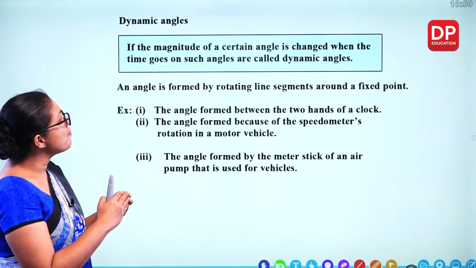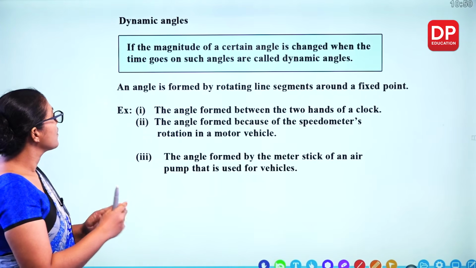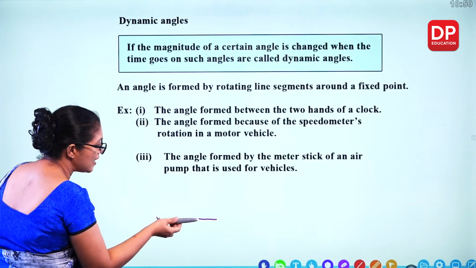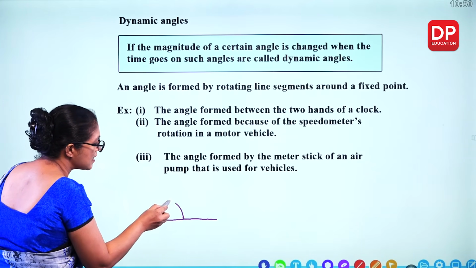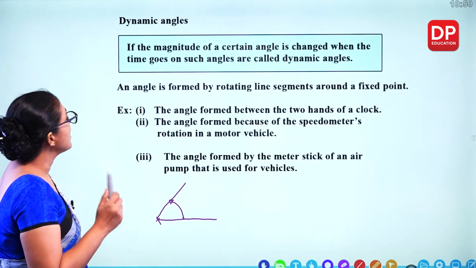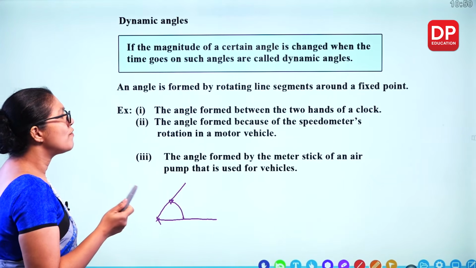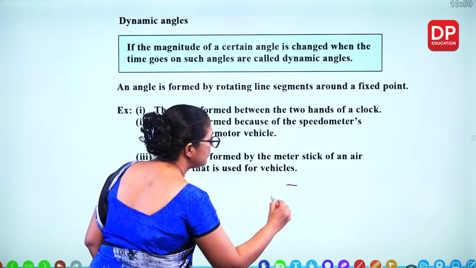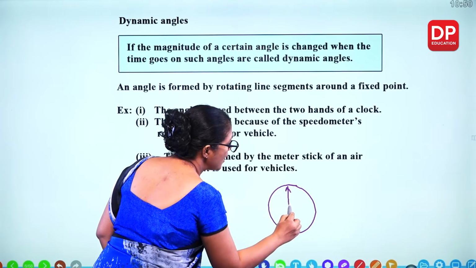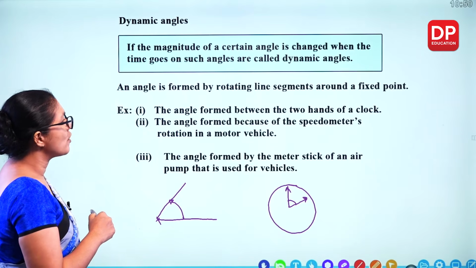An angle is formed by rotating a line segment around a fixed point. So when you take a line segment with a fixed point, when you are rotating around this, you are getting an angle. So that's an angle. The angle formed between the two hands of a clock. So that's dynamic because always it's moving.